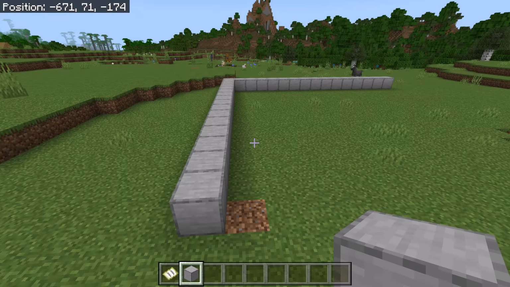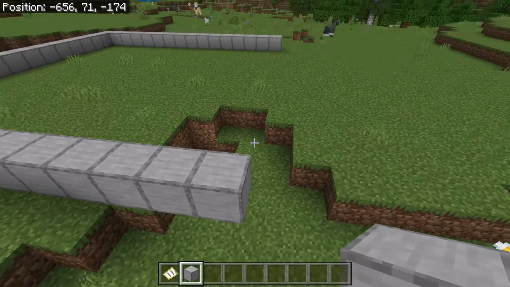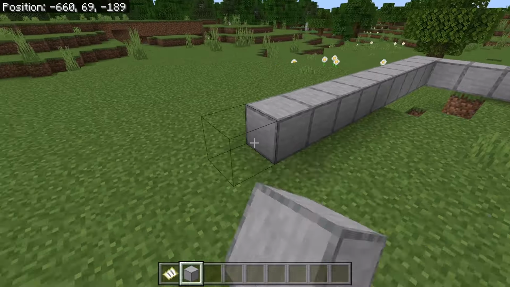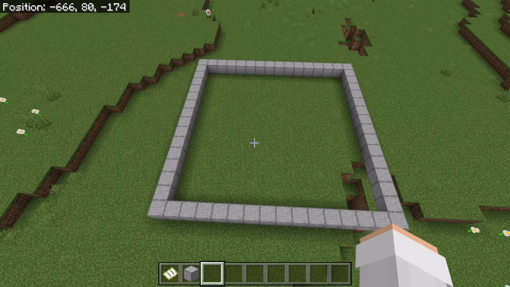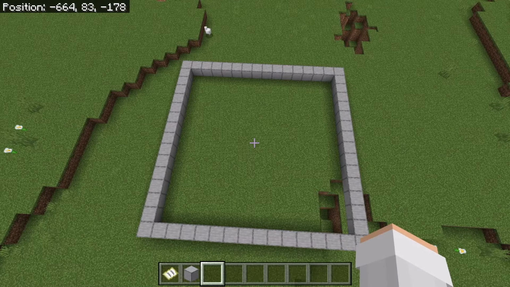After you have placed those blocks, place 15 blocks over here. Then place 14 blocks over here. As you guys can see there, those blocks should outline an area that is 16 blocks wide and 16 blocks long. This area is a chunk.